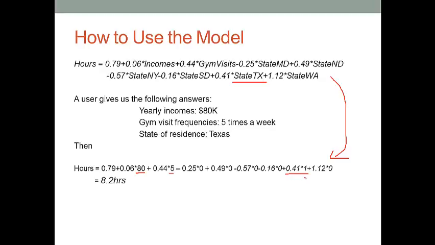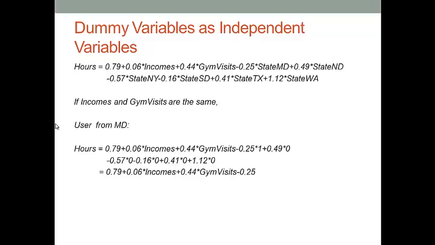That's why we get the equation like the one listed at the bottom of this slide. For state TX, we give value 1. For other states like Maryland, North Dakota, New York, we give value 0s. Finally, we can predict that this customer will be using the mobile app for 8.2 hours every week. This is one application of the state independent variable. Another application is we can assume that incomes and gym visits are the same, and then we can compare users from which state will be using the mobile app longer or shorter. Let's see an example.